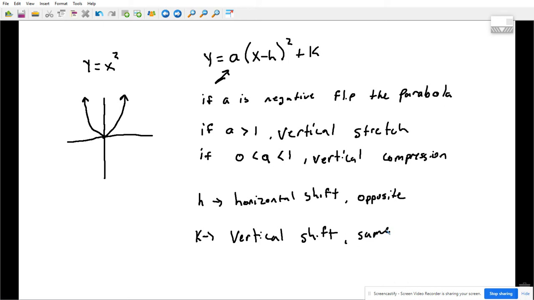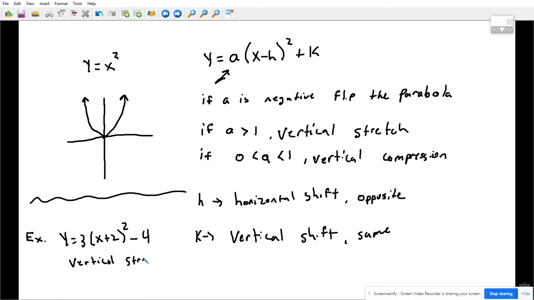Okay, so again, we're always looking at this equation. So if I had an example and I said, what are the transformations given this graph? Y equals 3 times x plus 2 squared minus 4. Okay, what is my A? A would equal 3 here. Okay, well, is A negative? So no, we would not say that it flips. Okay, so we wouldn't say it flips, but what does it do? It has a vertical stretch of 3.